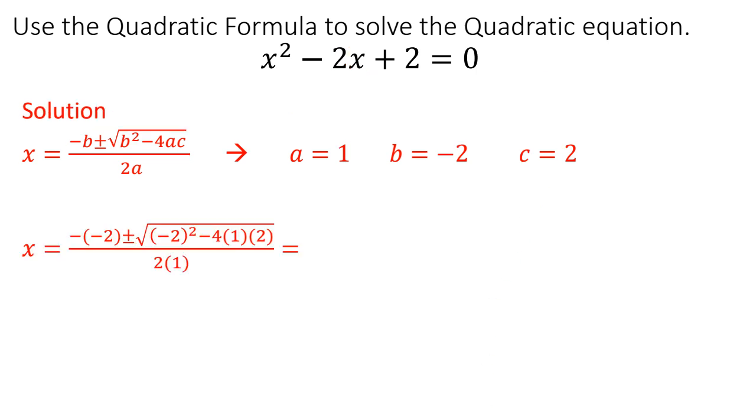So we have -b, which is -2, plus or minus the square root of b squared, which is -2 squared, minus 4 times a times c. So we end up with -4 times 1 times 2. Simplify. Negative is positive. -2 squared is +4 minus 8, divided by 2. 4 minus 8 is negative 4.